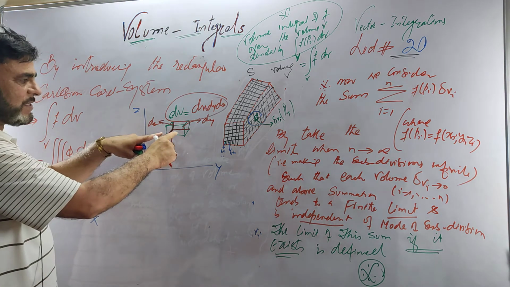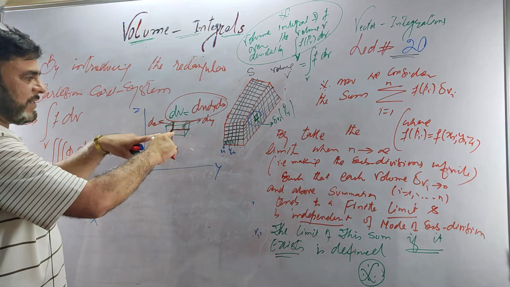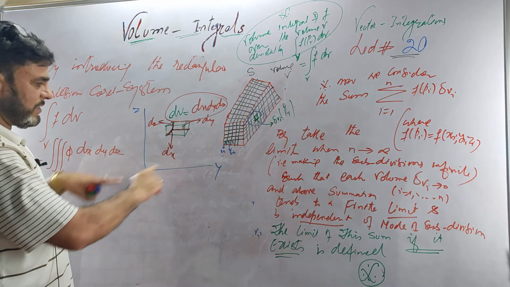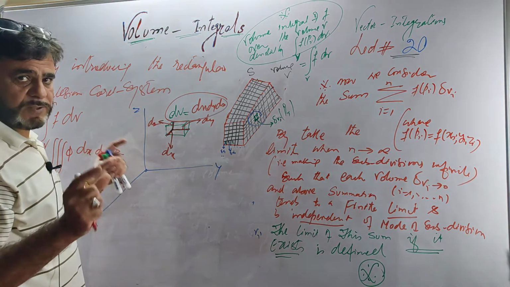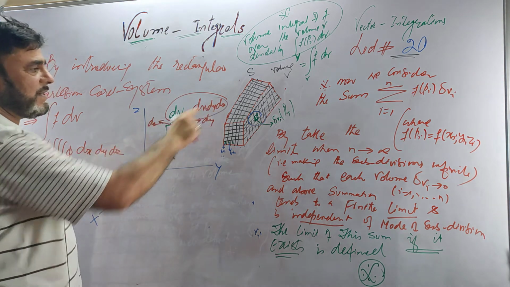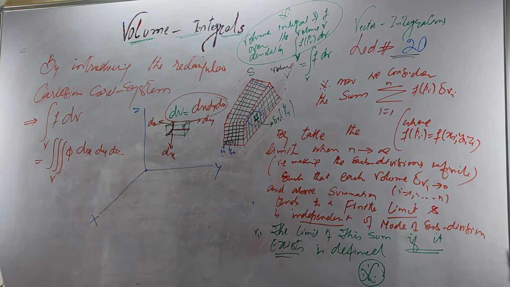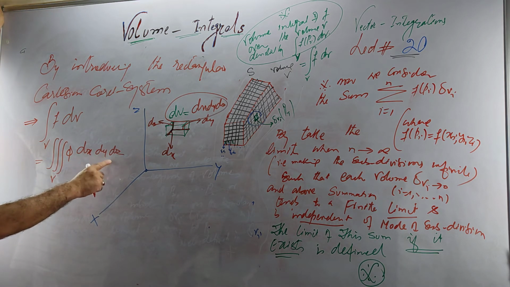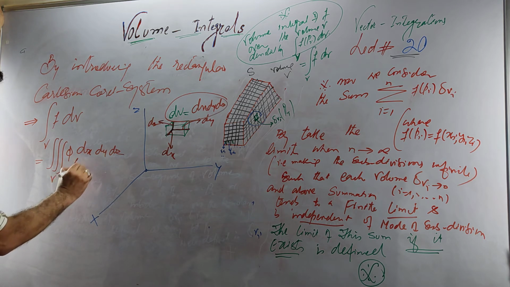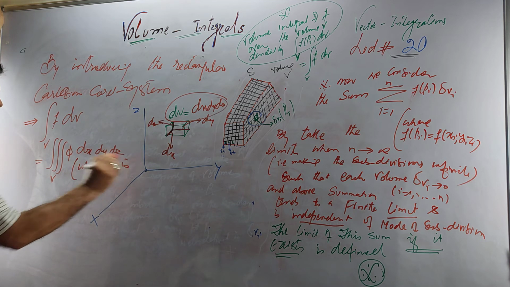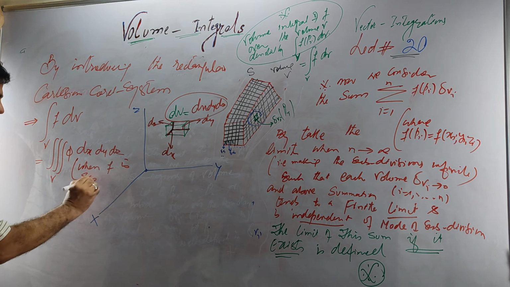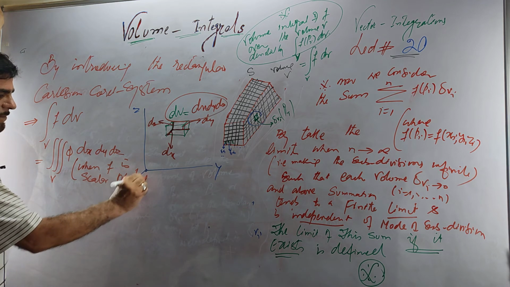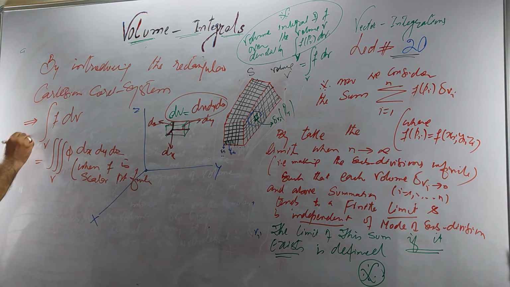You see, when you make this smaller volume dV, here it is length, breadth into height. When you find out the volume, the length is parallel to the x-axis, this is dy parallel to the y-axis, and this dz is parallel to the z-axis. So this is the integral over V of phi dx dy dz, when your f is what? A scalar point function. This is the first case.